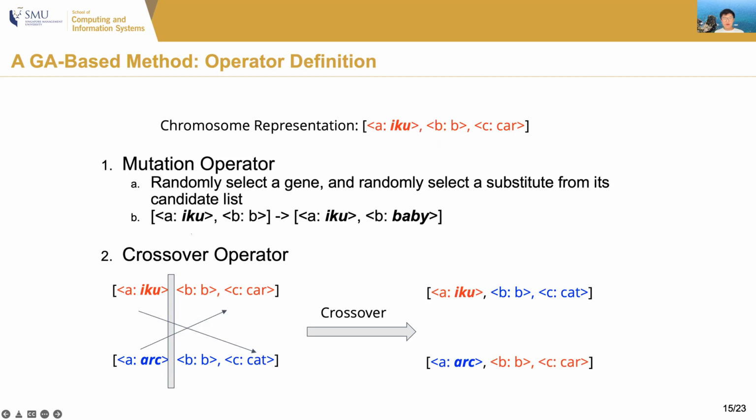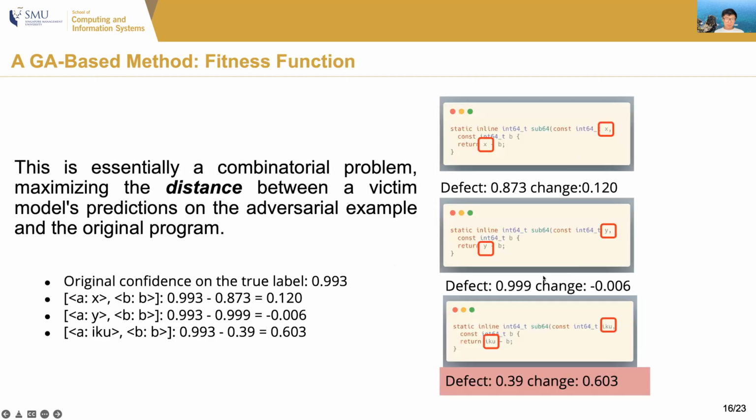For example, the variable B in the program is selected and replaced with a baby. The crossover operator is applied to two chromosomes. It first randomly selects the position to cut the chromosome, and then swaps the first two parts of the chromosome to generate two new chromosomes. The fitness function is also easy.